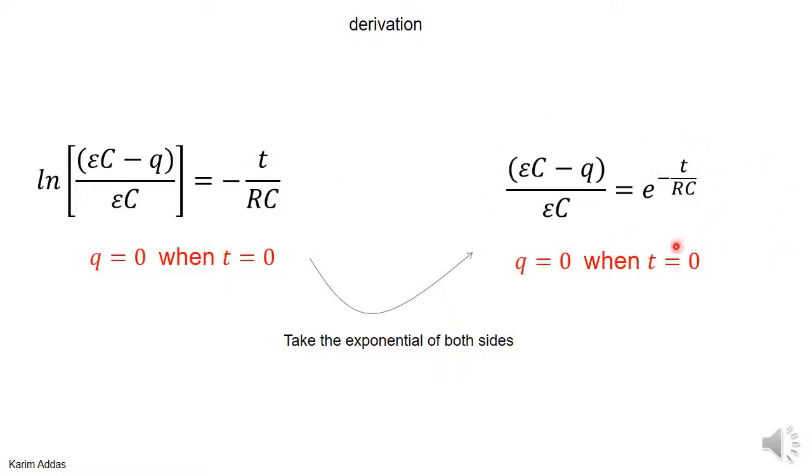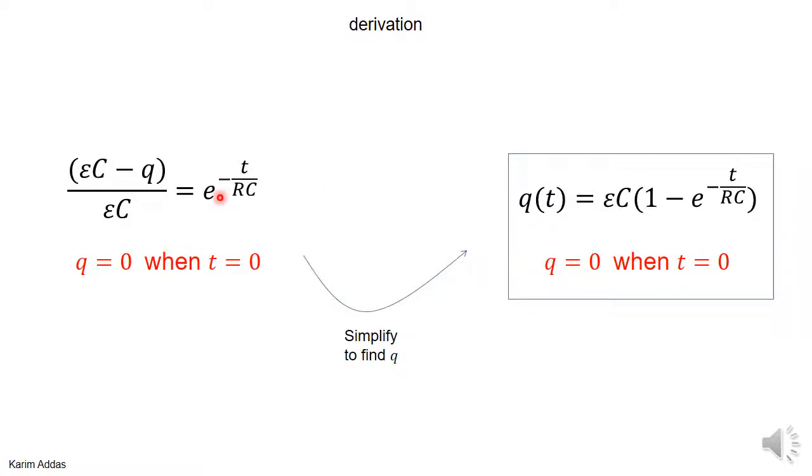So now we've converted the equation into an easier form, because in the end, what do we want? We want q in terms of time. So we can just simplify this. If you multiply both sides by epsilon times C, and then you keep q on one side and bring the other term on the other side, you'll get this relationship. So q as a function of time is equal to epsilon times C times 1 minus e to the minus t over RC. And that's the equation that we had actually in the previous video. This was the equation we wrote down. So this is how you arrive at that equation. And this equation satisfies the initial condition that when time is 0, the charge is 0.